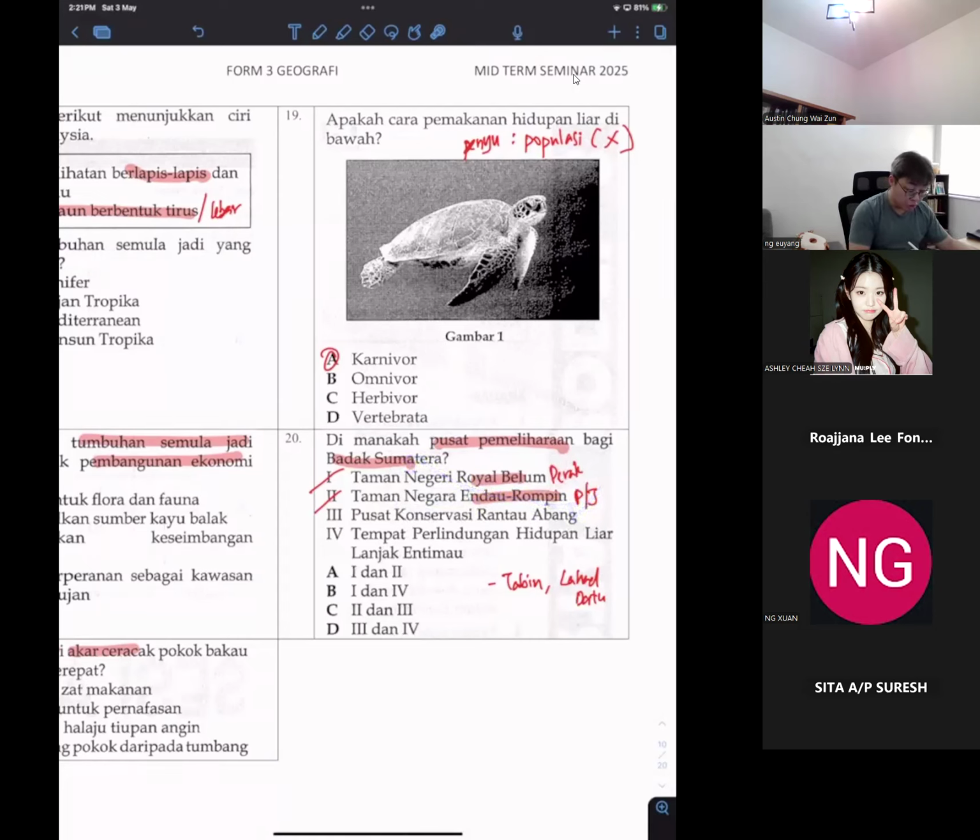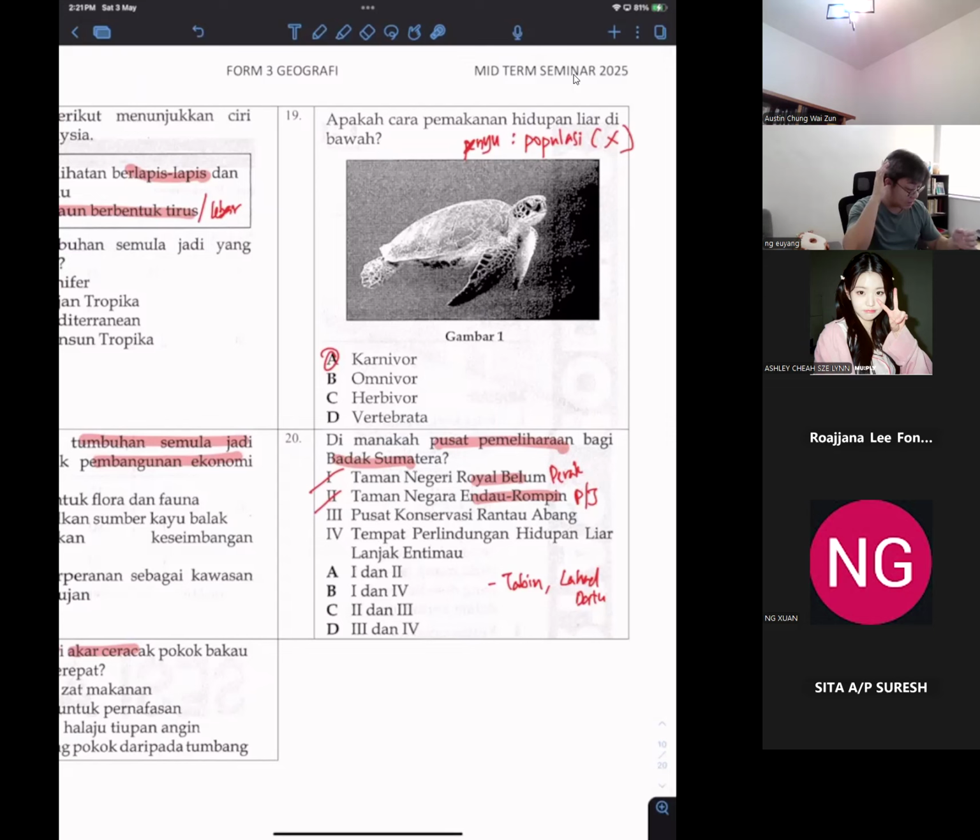So remember, most of the Badak Sumatra is located in Semenanjung Malaysia. So that's why in Semenanjung Malaysia, the first national park, Taman Negara Pahang, the Form 3 currently we are trying to learn, rather than Banjaran Titiwangsa, because Banjaran Titiwangsa is too high. So Badak Sumatra cannot survive there. So the second hutan hujan tropika we are trying to memorize is the Taman Negara Pahang.